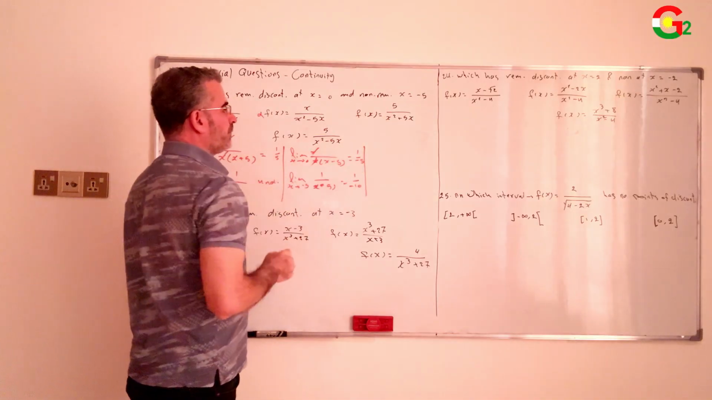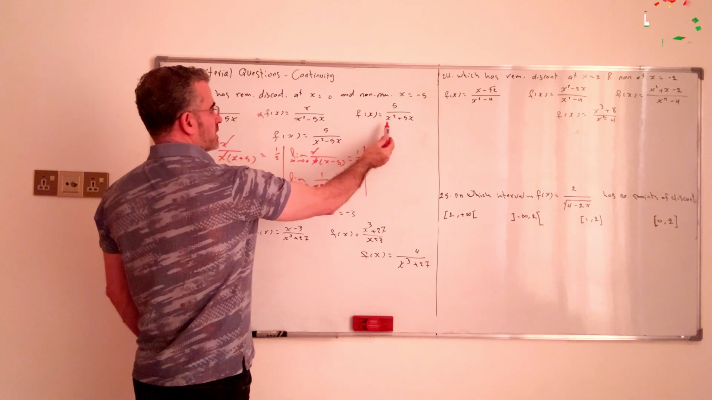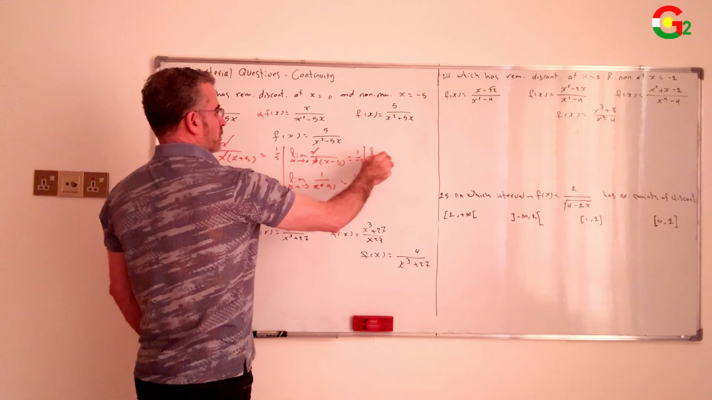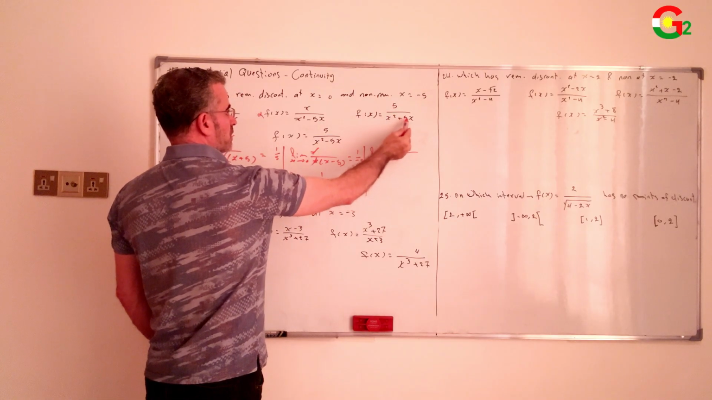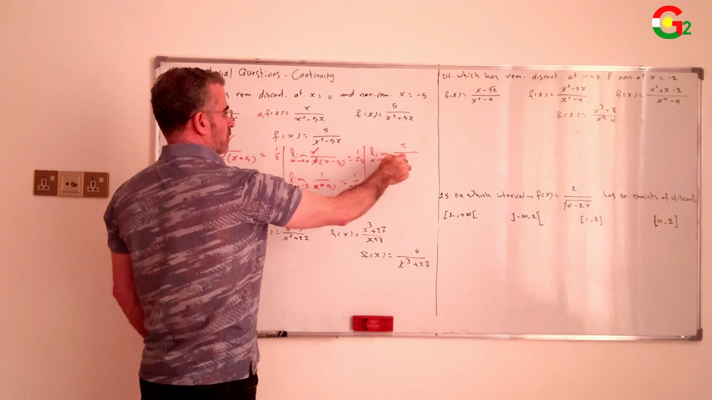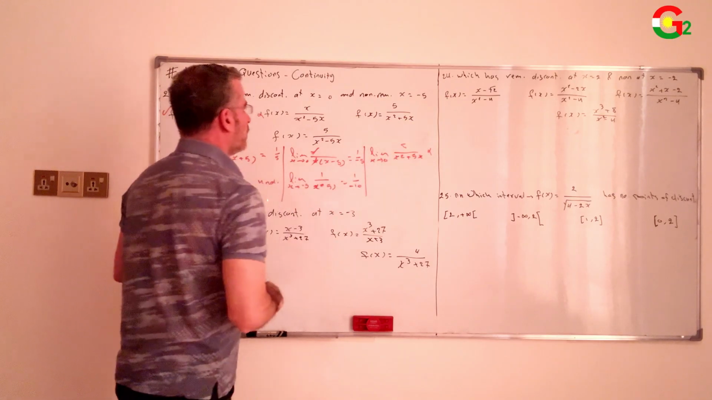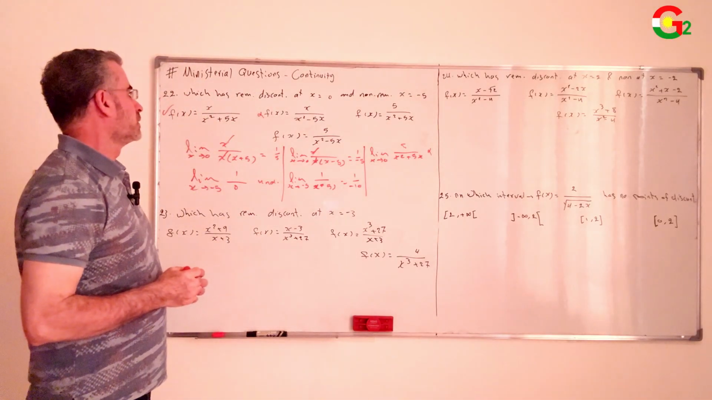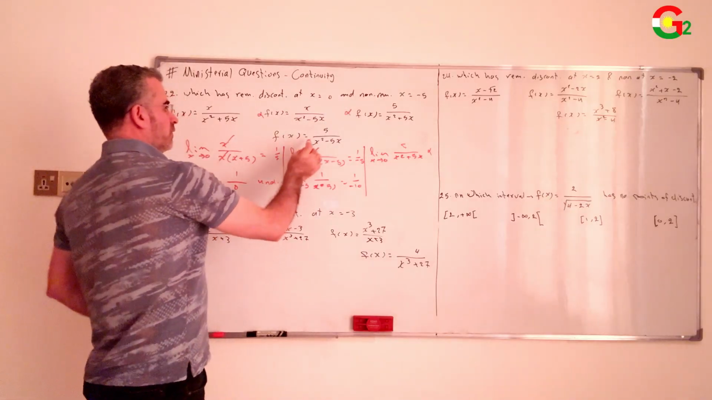For the third function, this function has no limit when x approaches 0, since 5 over 0 squared plus 0 is 5 over 0, and it is undefined. So this function has no removable discontinuity at x equals 0. It is the wrong choice.